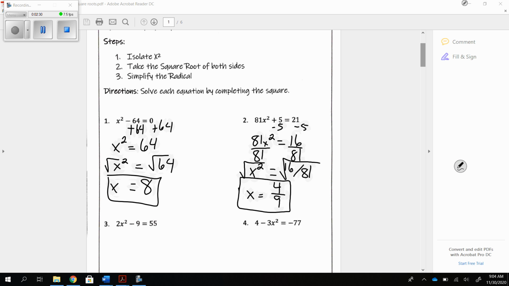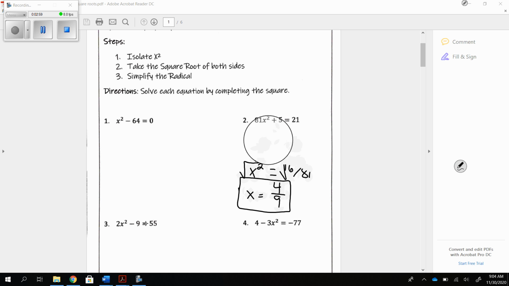All right, so again, step one, we isolated the variable. We moved the 5 over, so it's plus 5, but we're going to subtract 5. 21 minus 5 is 16. Then we have 81x squared equals 16. Divide by 81 on both sides to get x squared by itself on the left. So we have x squared equals 16 divided by 81, square root both sides, and then you get x equals 4 over 9. All right, moving down, we got two more examples.